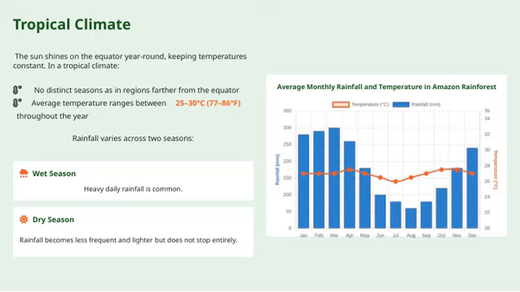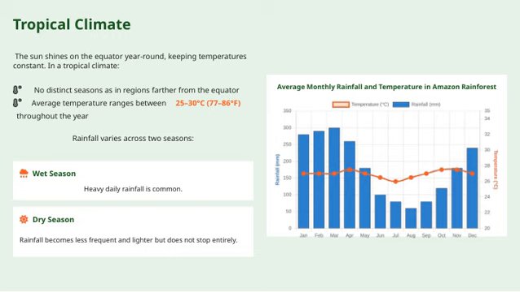The tropical climate is fascinating because the sun constantly shines on the equator all year round, which keeps temperatures remarkably steady. Unlike regions that experience distinct seasons, tropical areas don't have the traditional winter, spring, summer, or fall. Instead, temperatures typically stay between 25 and 30 degrees Celsius, or about 77 to 86 degrees Fahrenheit, throughout the entire year. Now, when it comes to rainfall, it's a bit more variable.